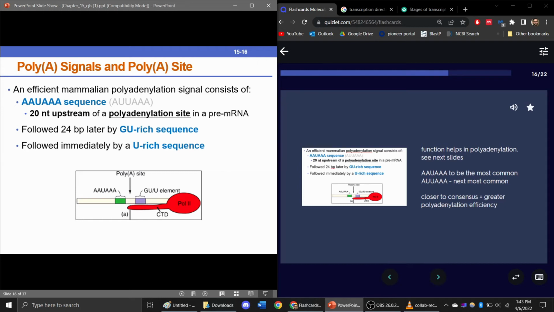So the poly A site is followed by a GU-rich sequence at 24 base pairs after the polyadenylation site or the AAUAAA sequence.